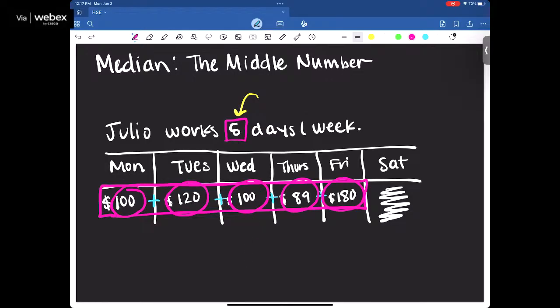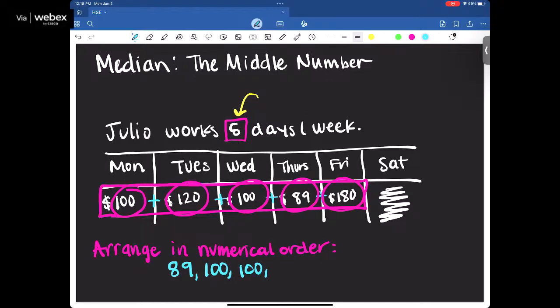First, the numbers have to be arranged in numerical order. And you can choose the order. You can choose if it's greatest to least or least to greatest. I'm going to do least to greatest. So that's going to give us 89, 100, and we have 100 twice, 120, and 180.